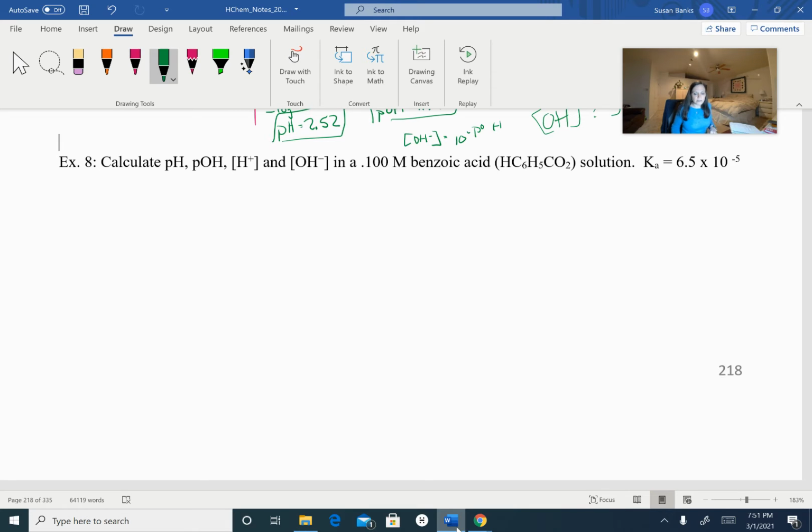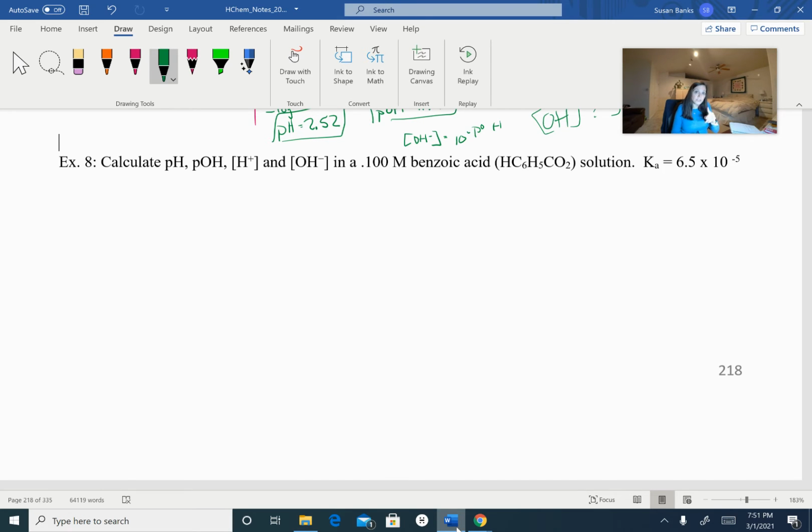So we're going to do our last example of using an ICE or a RICE chart. Example 8, here we are on the bottom of page 218 in your workbook. Calculate the pH, the pOH, the hydrogen ion concentration, and the hydroxide ion concentration. Remember, those square brackets mean moles per liter, molar concentration, in a 0.100 moles per liter benzoic acid solution, where the acid constant is 6.5 times 10 to the negative fifth.